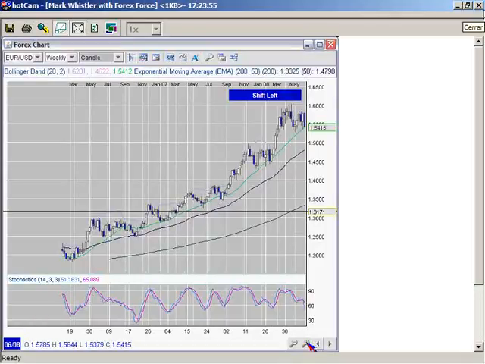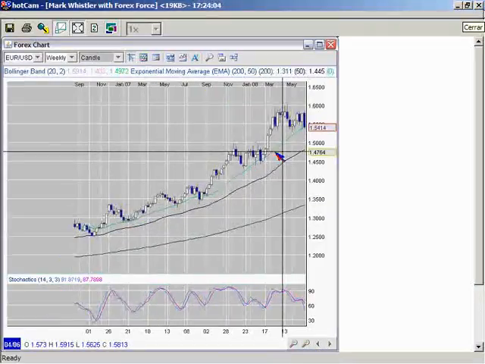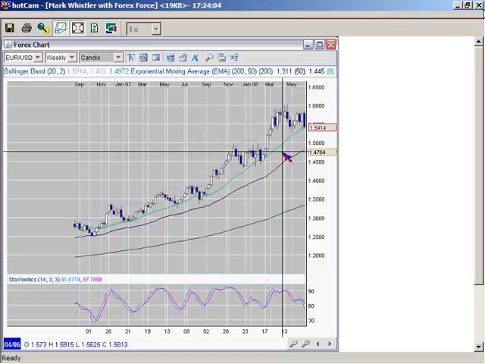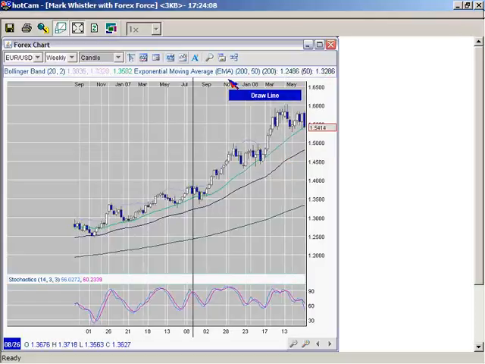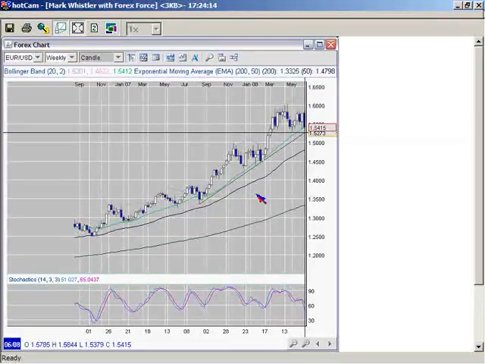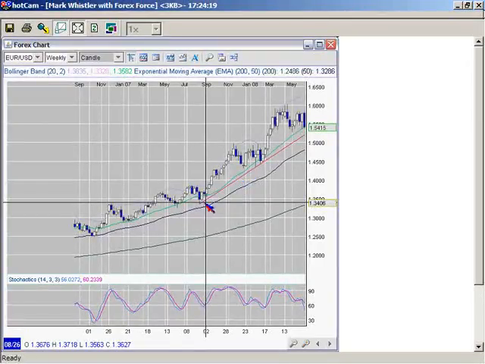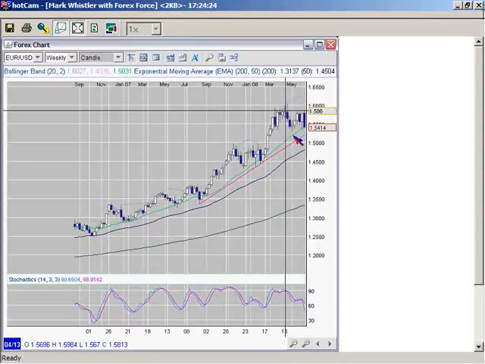Okay, so now we look at the weekly chart, and you bet I will get down to the shorter term time frames pretty quickly. So just on the weekly chart, by drawing this trend line, as you can see, we have ascending support dating back to the summer of 2007.